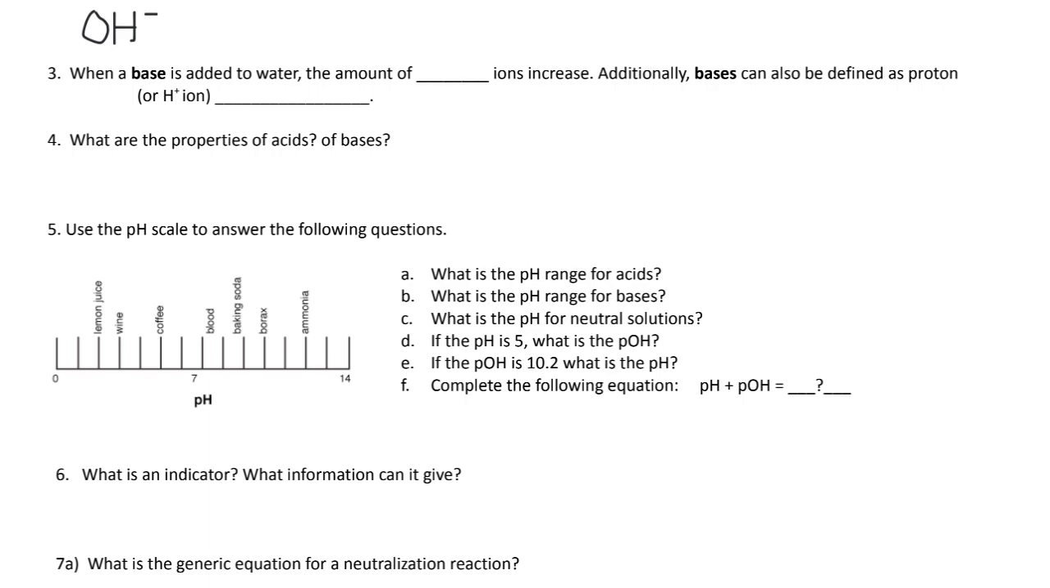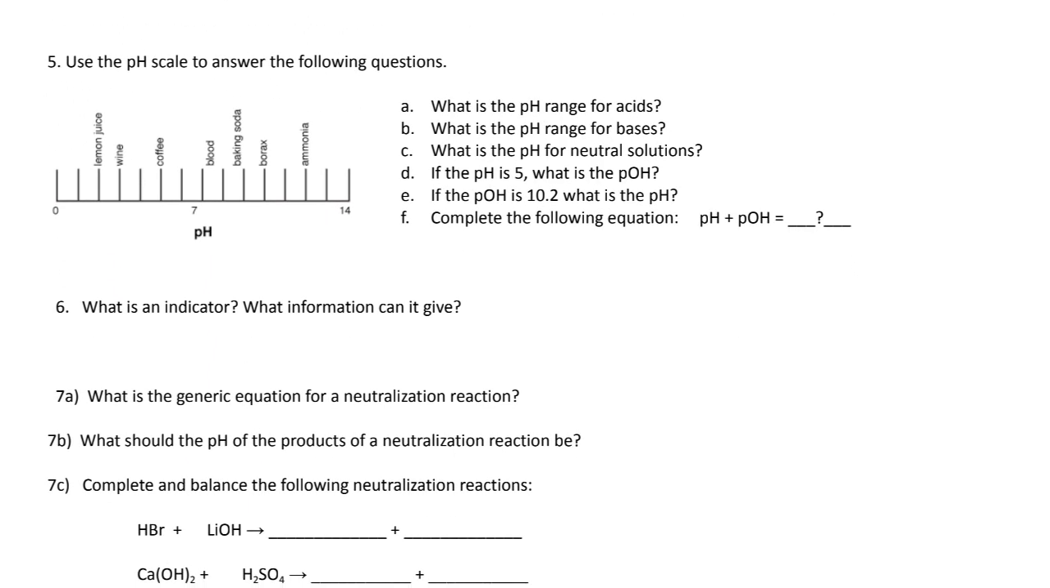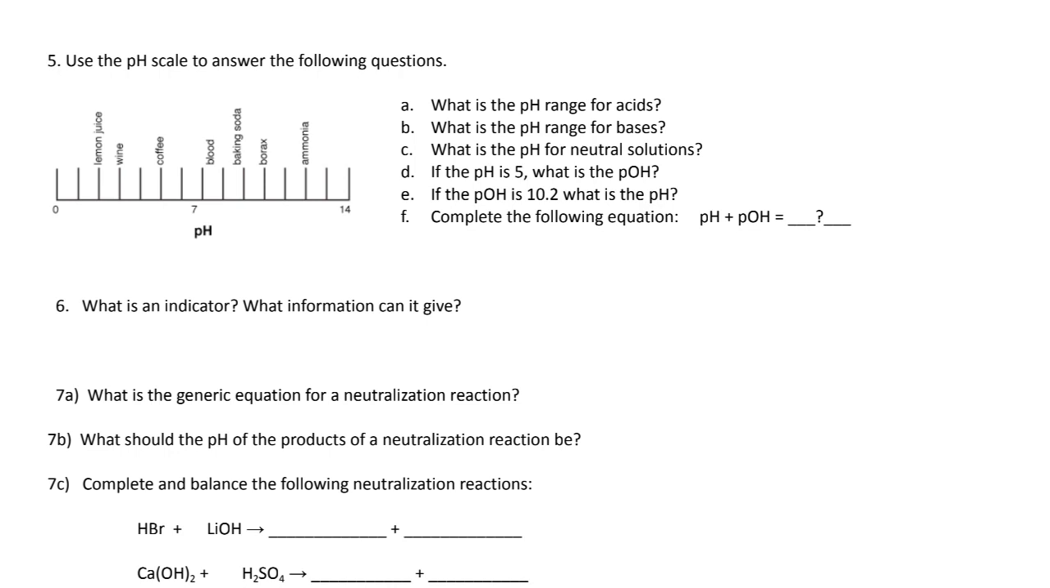Use the pH scale to answer the following questions. What's the pH range for acids? Technically, it's anything less than 7. 7 is the cutoff. 7 is neutral. So less than 7 is an acid. pH range for bases is anything greater than 7. So we can use an inequality symbol here to show that the pH must be greater than 7. And then for a neutral solution, the pH equals 7.